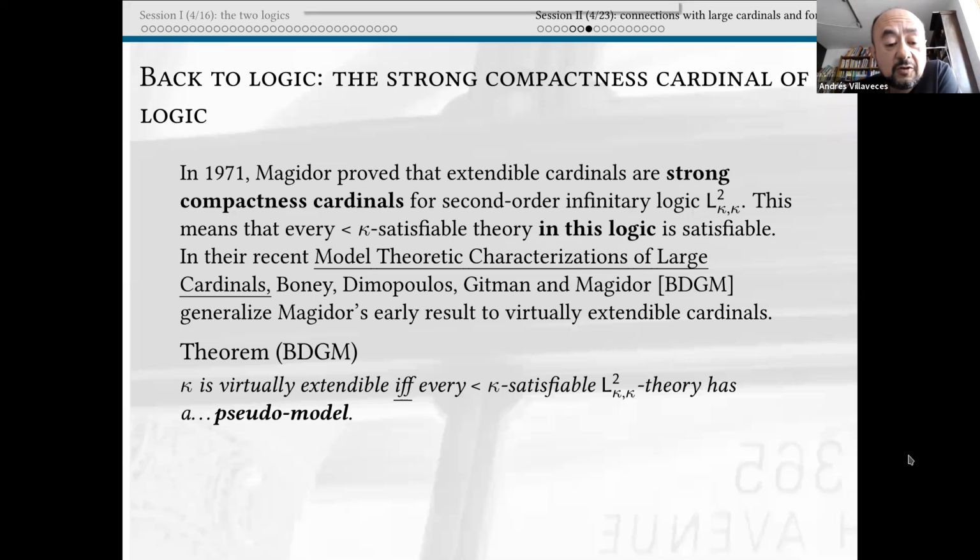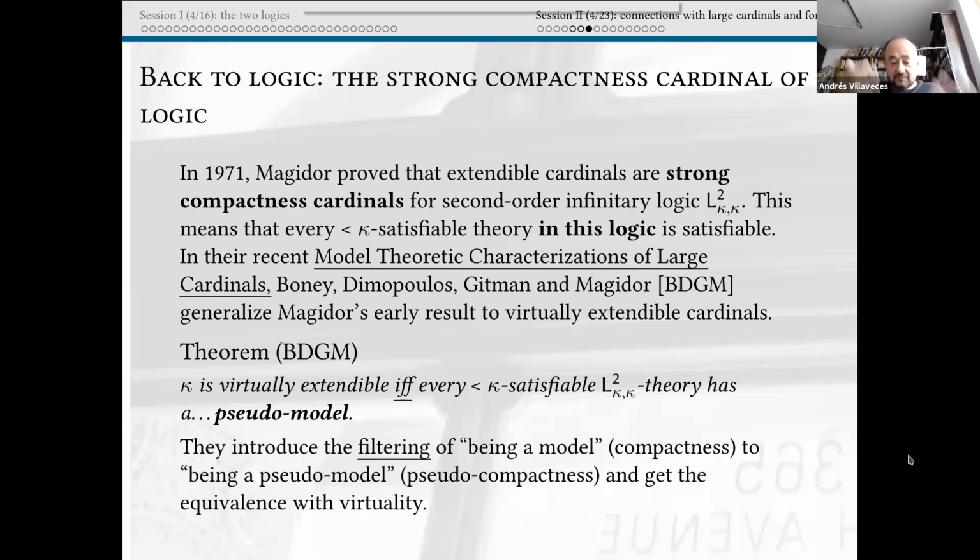So what is a pseudo model? Well, they introduce what they call the filtering of being a model.